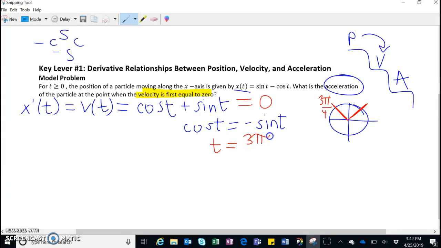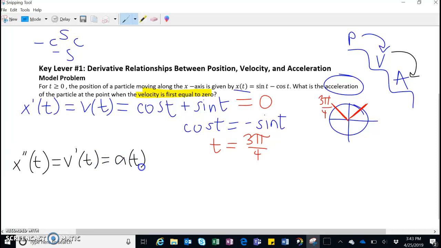That happens at 3 pi over 4, which is great because now that I know when that velocity first equals 0, I can go address the actual question, which is to evaluate the acceleration at that time. Just a side note, again, using my stairs, if I am on a velocity function right now and I want to get to acceleration, that's going to involve another derivative. One way of thinking about that is the double derivative of position equals the first derivative of velocity, which, according to my stairs, I can reference as acceleration.